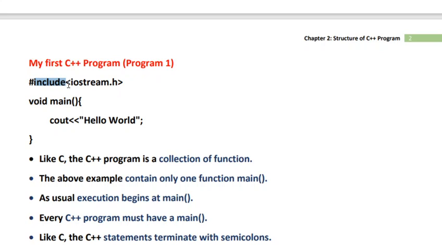Once the preprocessor finishes processing all the preprocessor directives, we initiate the compilation process, which is done by the compiler. The compiler converts the entire program into zeros and ones, which is understandable to the computer.